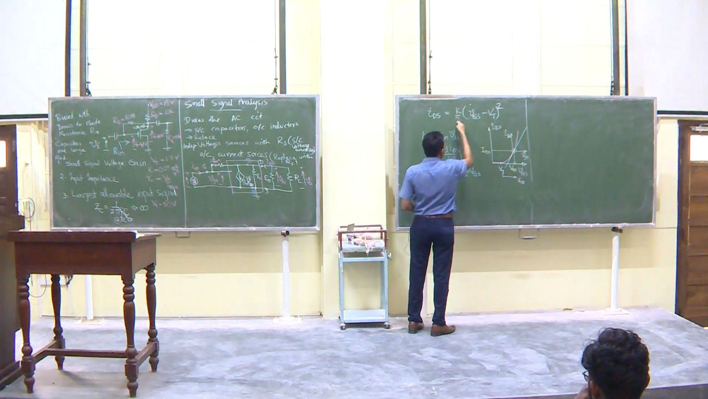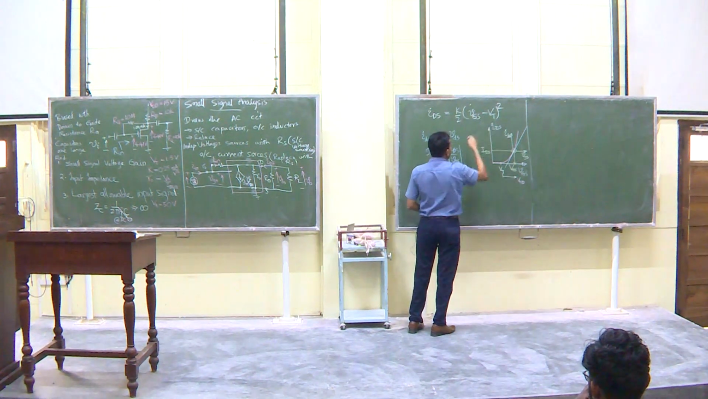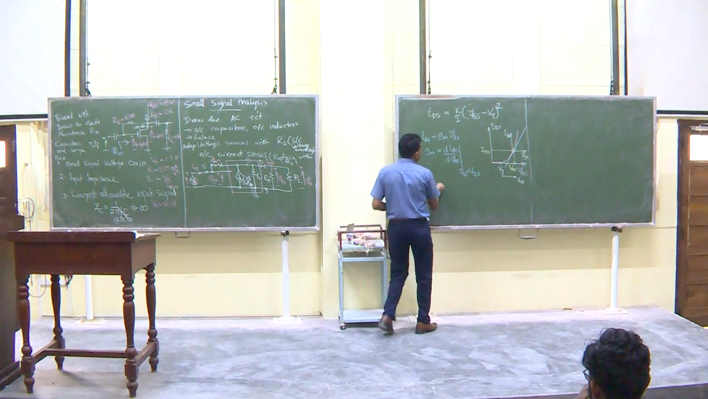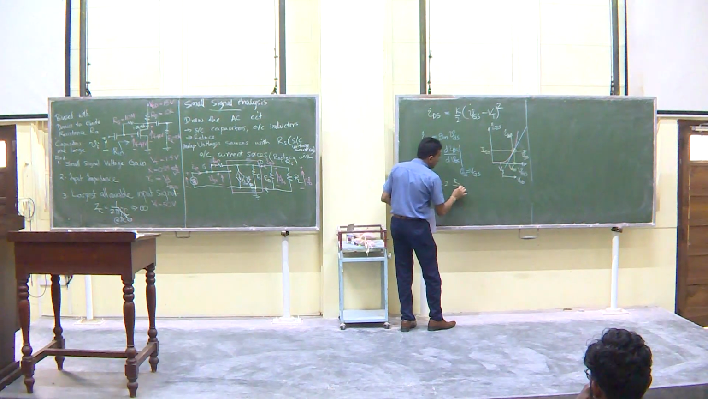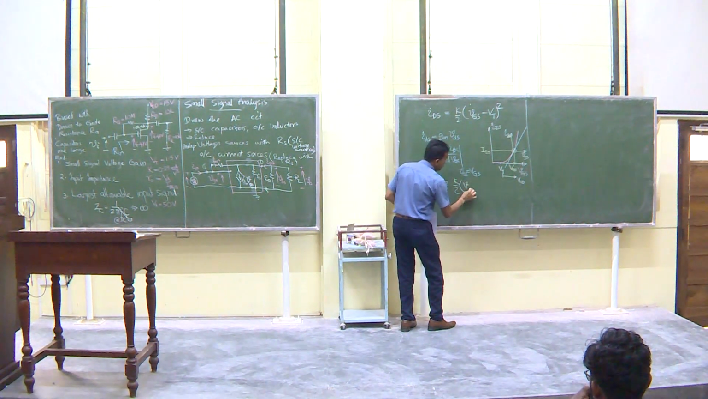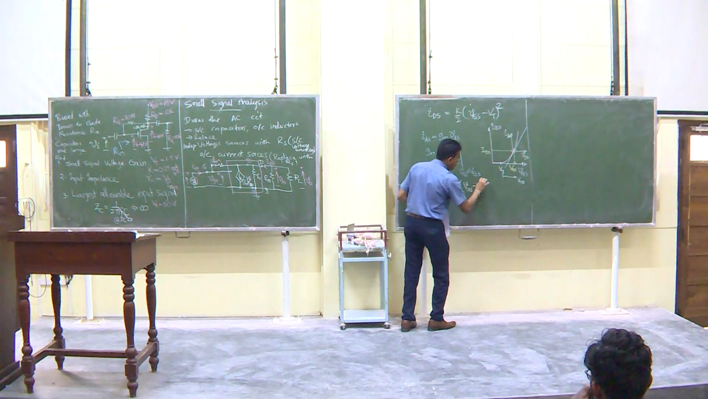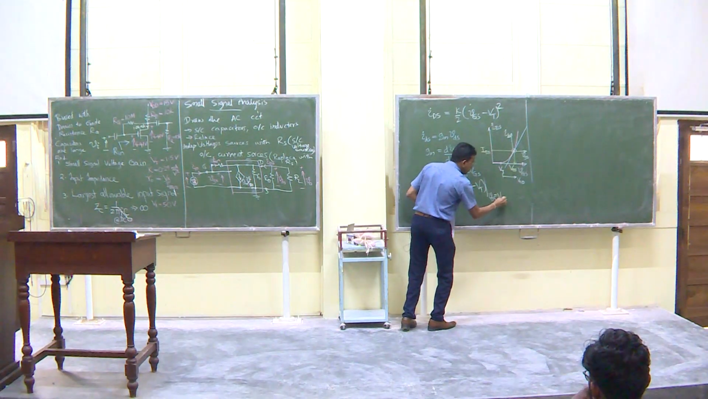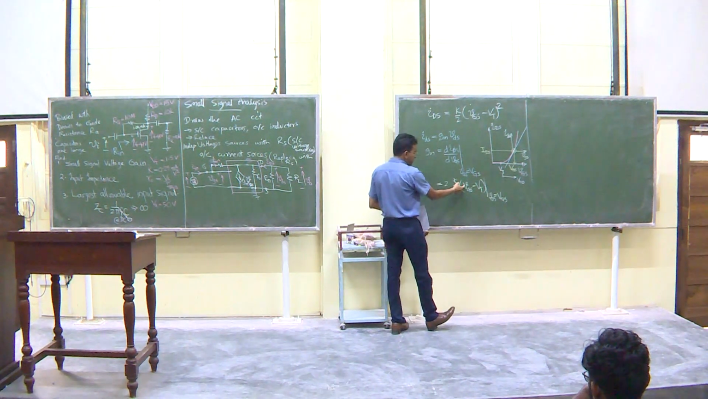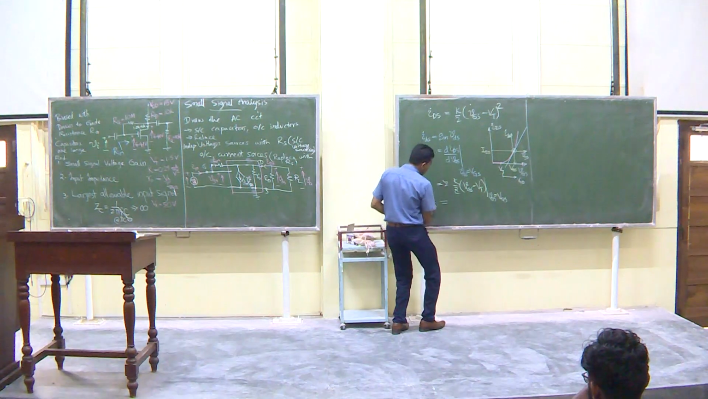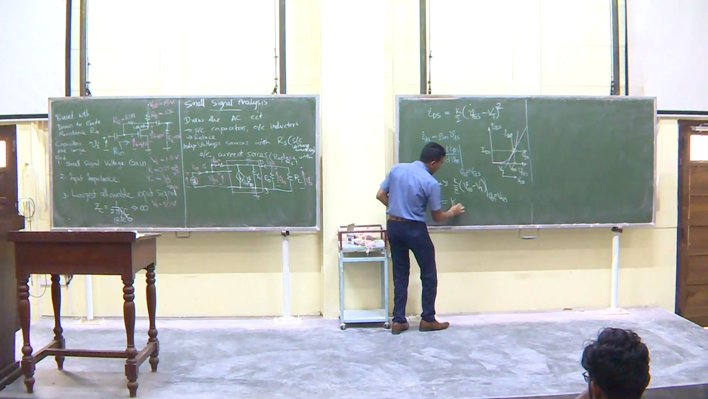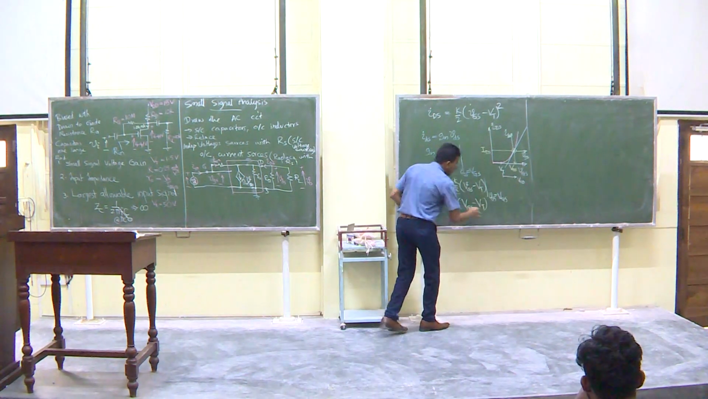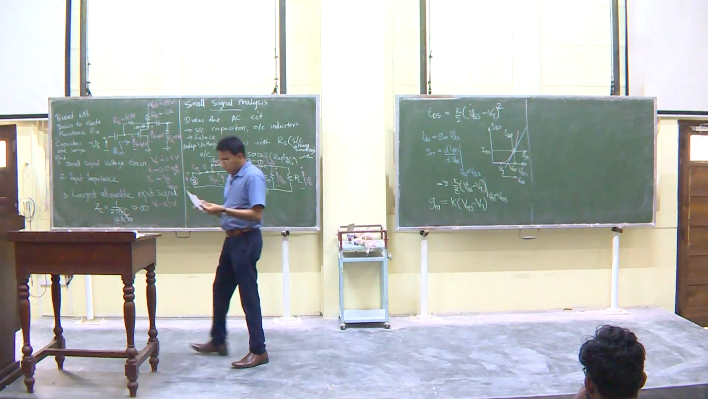So 2 times K divided by 2 times (VGS minus VT) is the thing, and when you substitute, this will be 2 times K divided by 2 times (VGS minus VT) at VGS equal to capital VGS. So when you apply this VGS here, you will have gm is equal to K times (capital VGS minus VT). That's your slope.